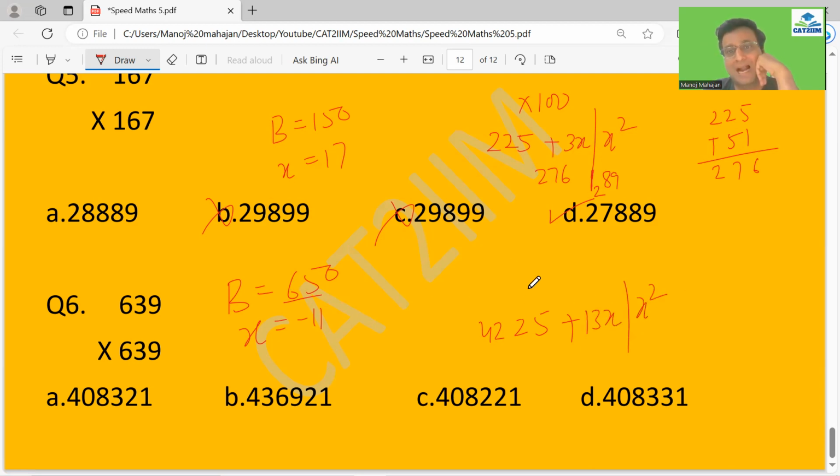Oblique x square multiplied with what? 100. So let's put minus 11. Minus 11 square is 121. So 21 over here. 1 carry forward. So this cannot be the answer. Last two digits have to be 21.